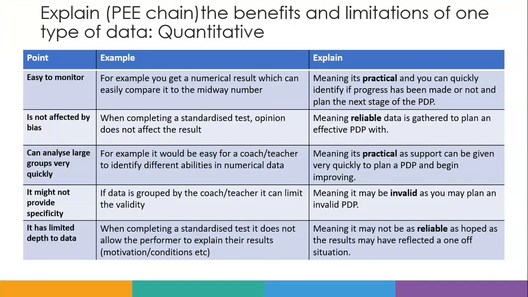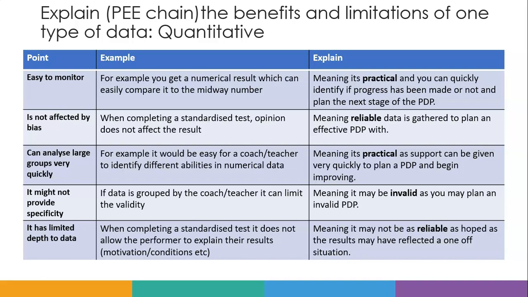So continuing to look at how we explain the benefits and limitations of one type of data. In the last couple of slides we've identified what's good or bad about this data, but obviously we know in hierarchy that we need to use a PEE chain. This would be the need to use a point, example and explanation to get the full mark. So point, example and explain for each one mark of your answer.